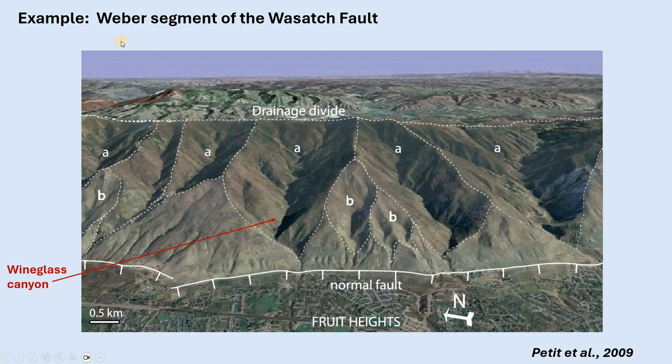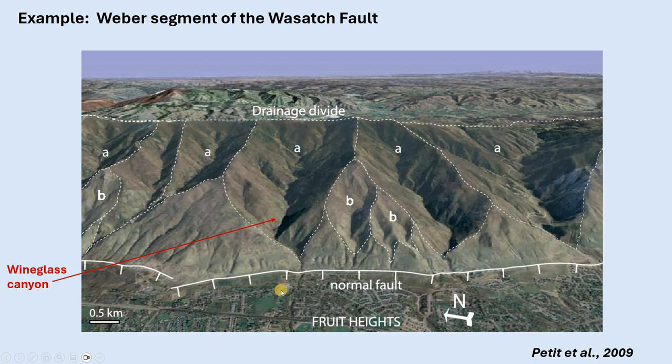This is the Weber segment of the Wasatch Fault in Utah. Of course, we have our triangular facets all right here. So this is obviously the footwall, this is the hanging wall down here, and this is the fault trace. Keep in mind we have our confined drainages here, and then as they come out, they create alluvial fans. So all these neighborhoods are actually built on alluvial fans.